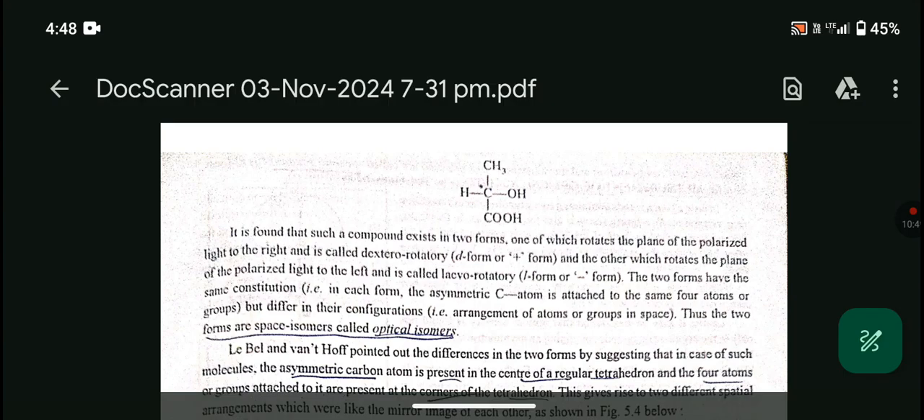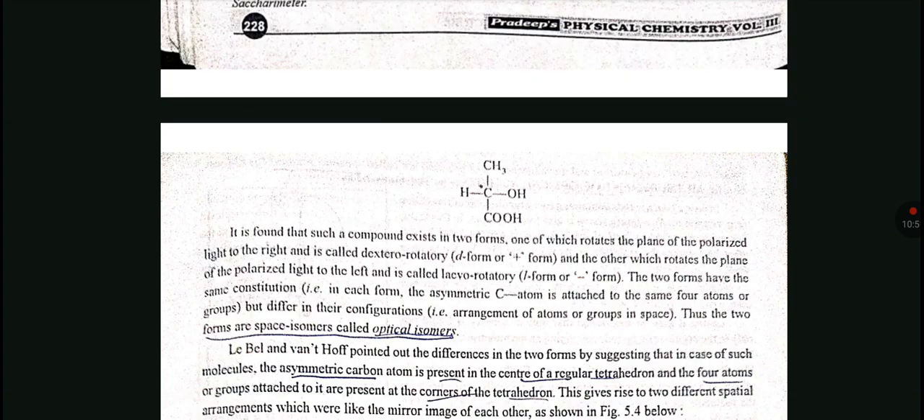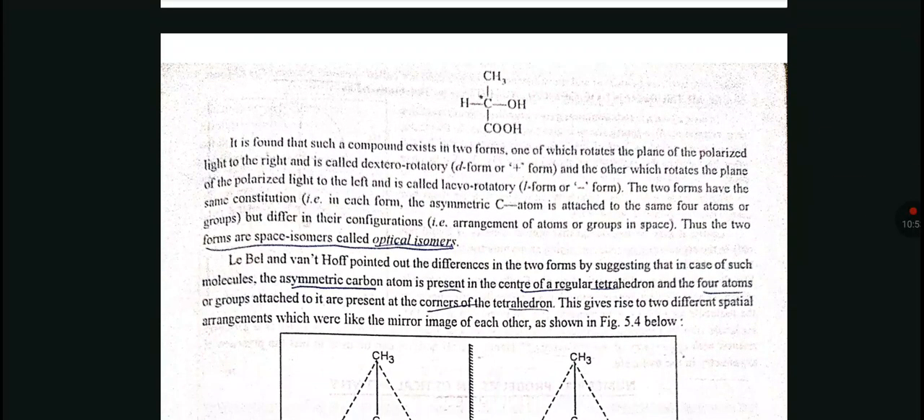It is found that such a compound exists in two forms, one of which rotates the plane of polarized light to the right, called dextrorotatory, D form or plus form, and the other which rotates the plane of polarized light to the left is called levorotatory, L form or minus form. The two forms have the same constitution in each carbon.